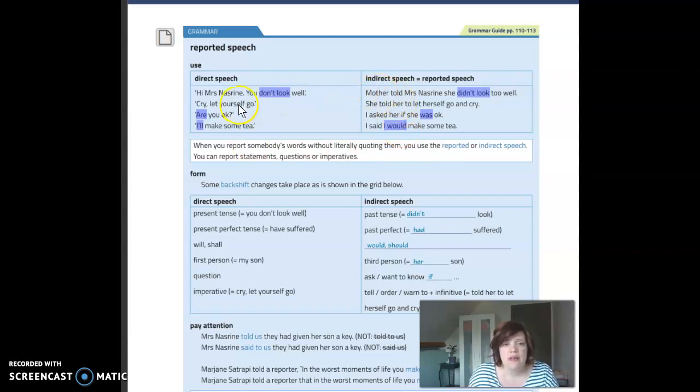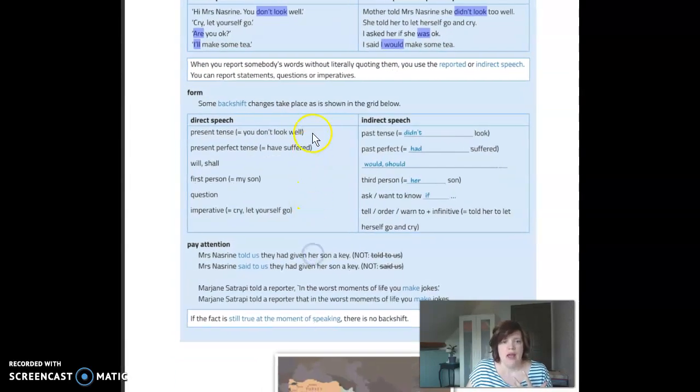As you may have already noticed, and I've marked the verbs here in a different color, something happens to the verb forms when you turn direct speech into indirect speech. And that change is called a backshift. Let's have a look at some examples here. Backshift basically means that you put your tense in the past. You shift back. Let's have a look at the first sentence.